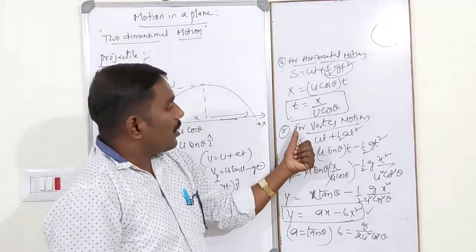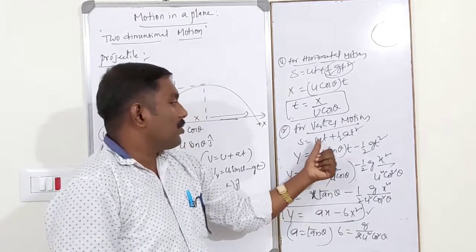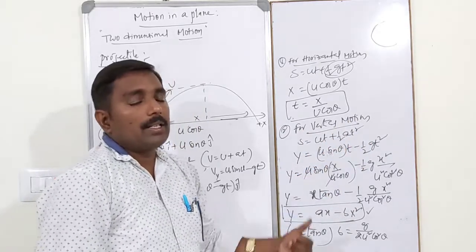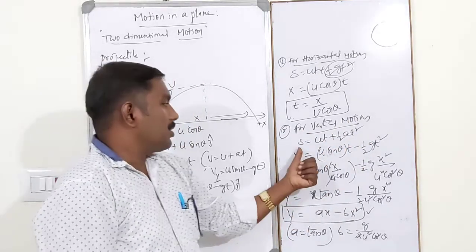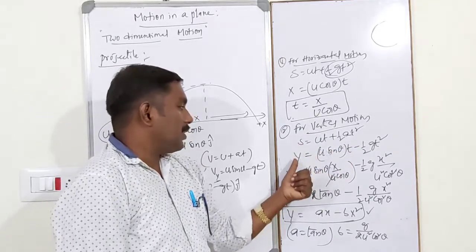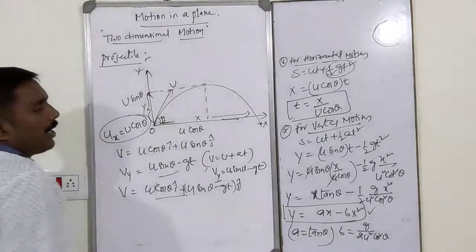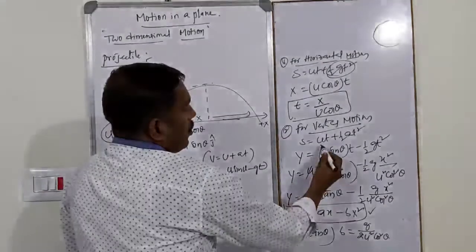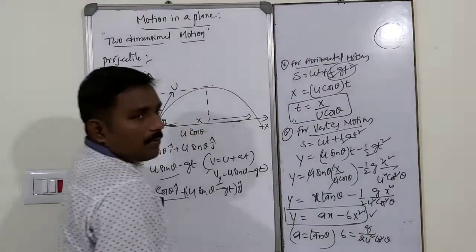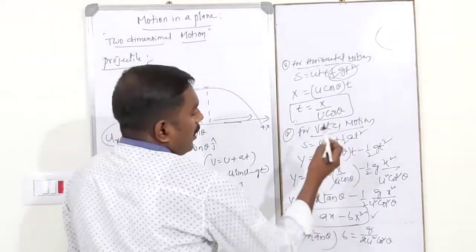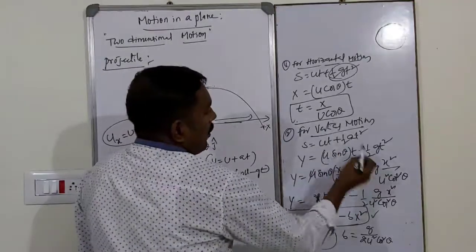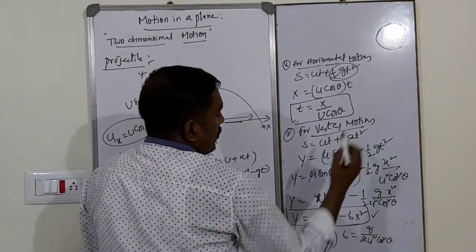Students, next one, for vertical motion, s is equal to ut plus half at square. I will take the same equation of motion. So s is equal to ut plus half at square. s is nothing but what? y. So y is the vertical displacement of the projectile. y is equal to u, which is u sin theta, the vertical component, into t. a is equal to minus g, so minus 1 by 2 gt square.